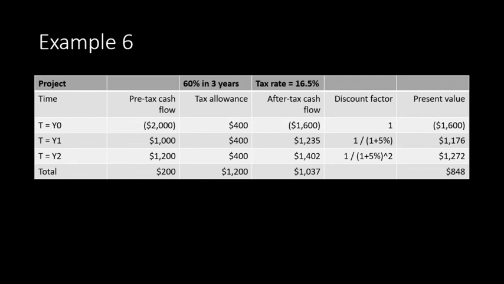Example 6. Another tax impact is the capital allowance. In example 6, 60% of the initial investment is allowed to be deducted from income equally in 3 years. Therefore, the tax allowance of $400 is another type of income for the project. By adding the tax allowance to the after-tax income, we can obtain the after-tax cash flow for each period. The NPV in example 6 is much higher because there is tax allowance as income.